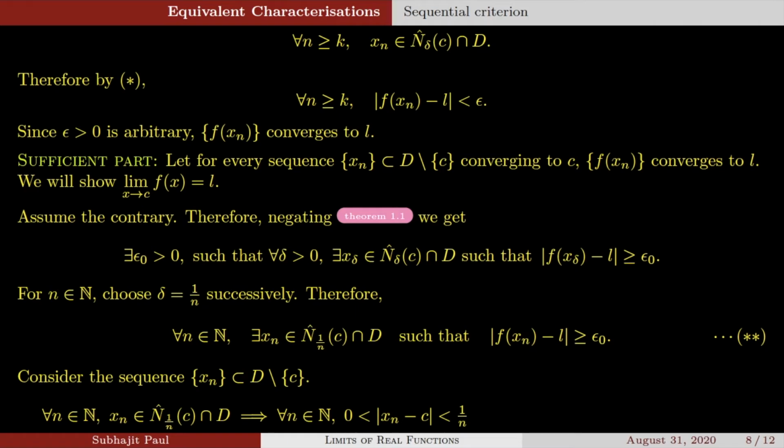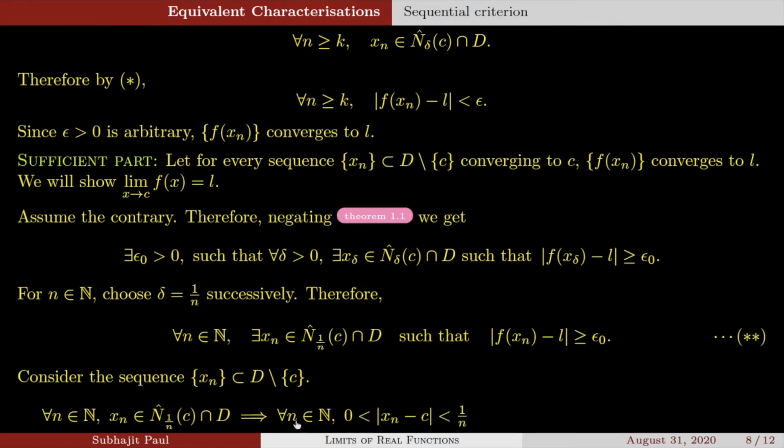So for all natural numbers n, xn belongs to the 1 by n deleted neighborhood of C intersection D. This means for all n, mod of xn minus C is less than 1 by n. That is the definition of this neighborhood, x minus 1 by n to x plus 1 by n. All the distances of all the points in this neighborhood are smaller than this radius. And since this is a deleted neighborhood, 0 is strictly smaller than mod of xn minus C, which is strictly smaller than 1 by n.